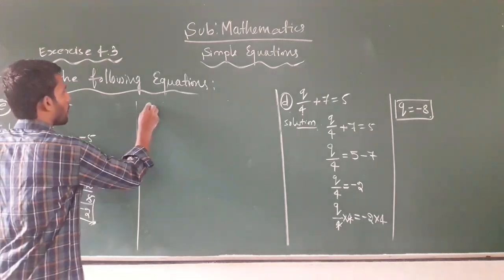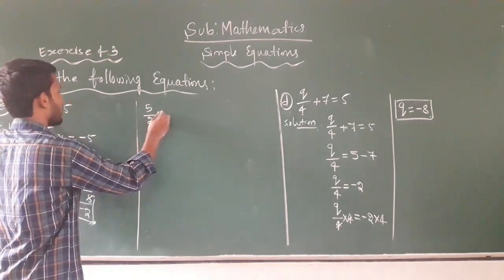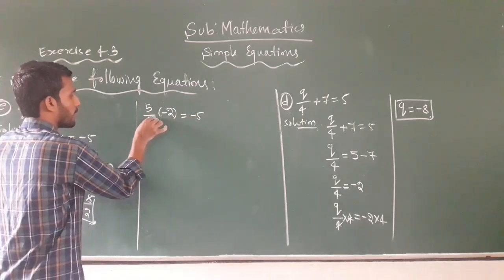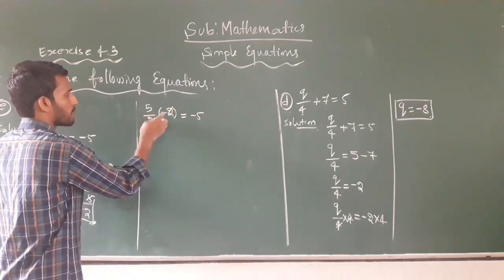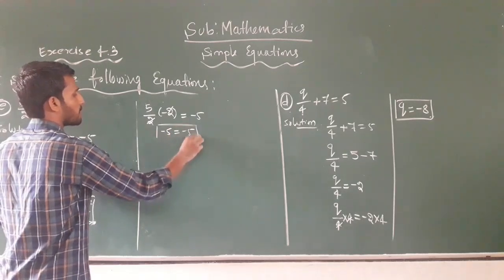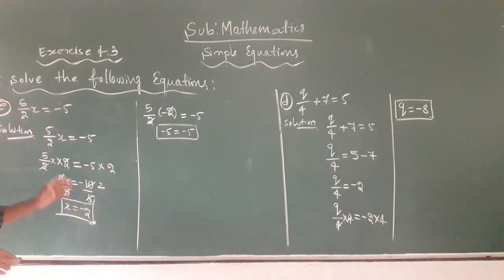In this equation, now I am putting the x value in this equation. Minus 2 is equal to minus 5. Here 2 will be cancelled. Plus into minus, minus 5 is equal to minus 5. LHS and RHS both are equal. Then we can say that this equation is satisfied.